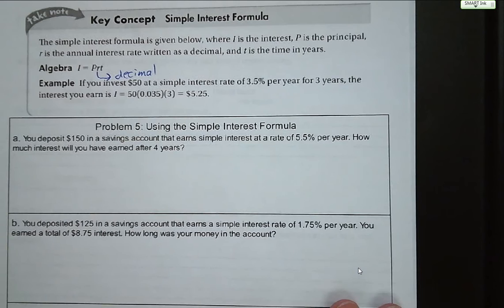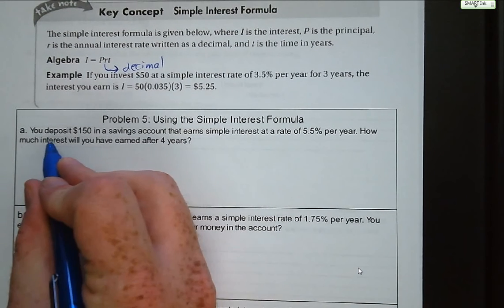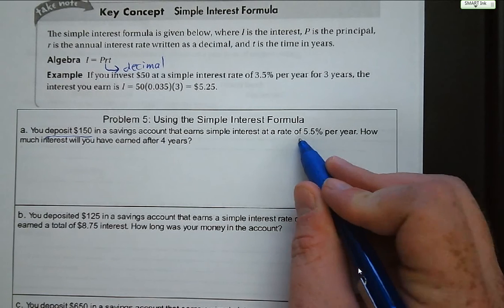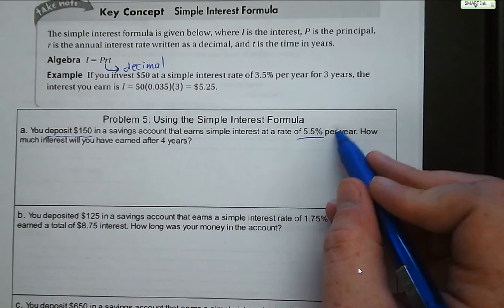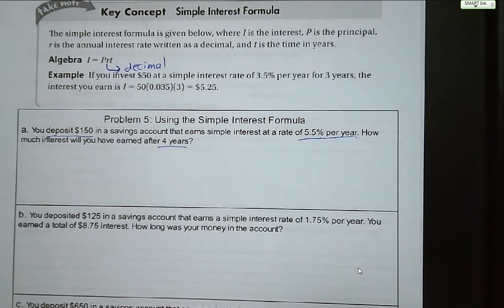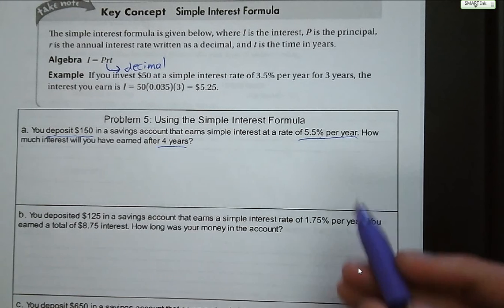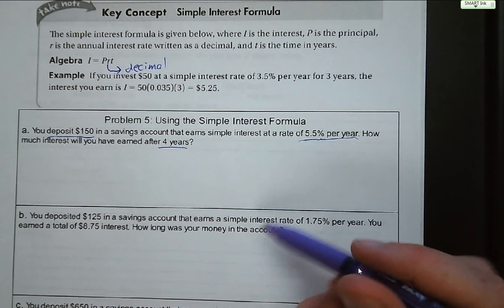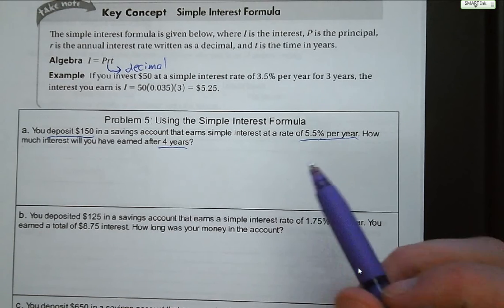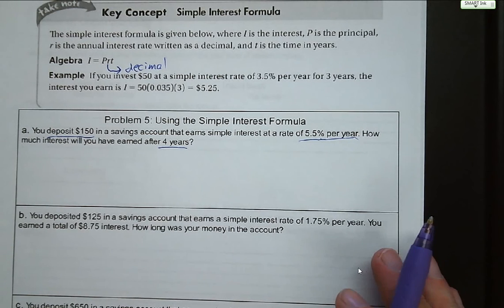So let's take a look at a problem. You deposited $150 into a savings account that earns simple interest at a rate of 5.5% per year. How much interest will you earn after 4 years? Once again, make sure you pay attention to what the question's asking. We're told interest per year. We want to know after a number of years. Always be sure to check those two pieces of information.